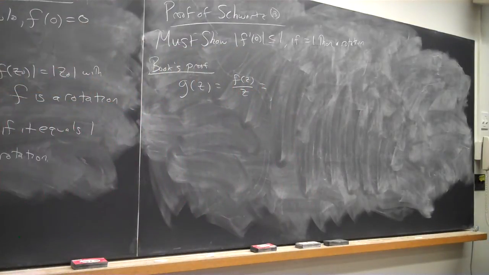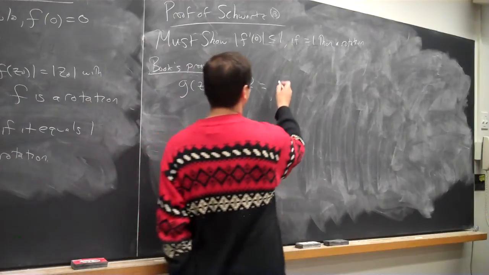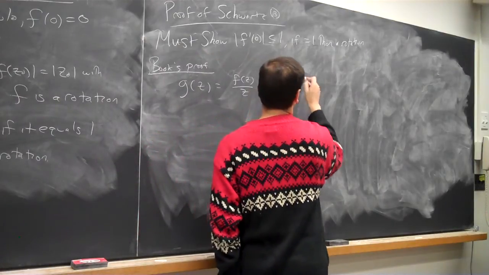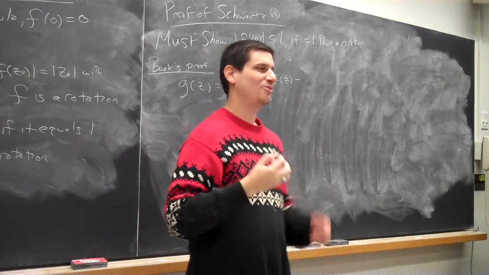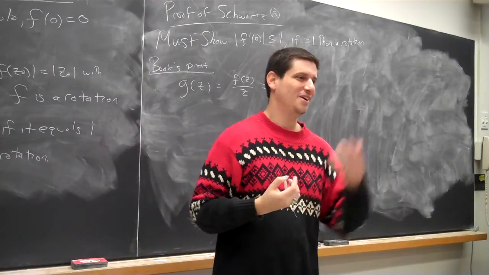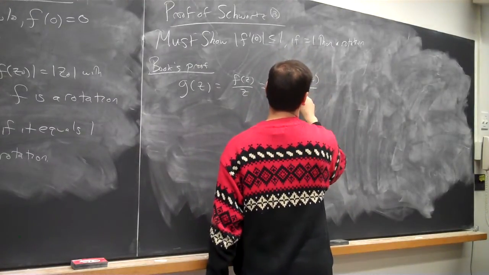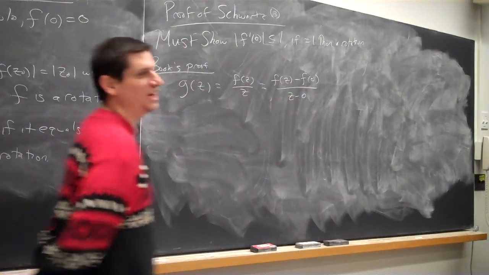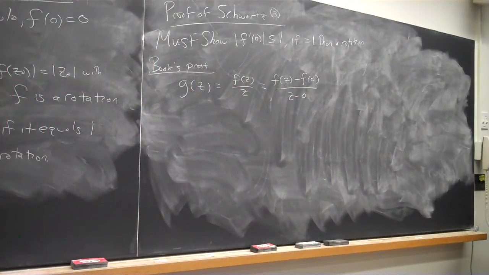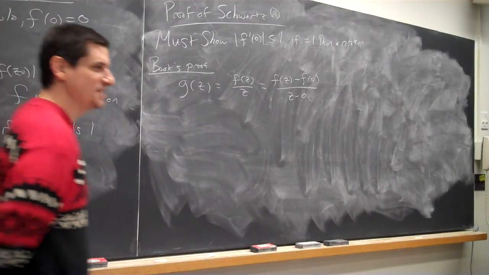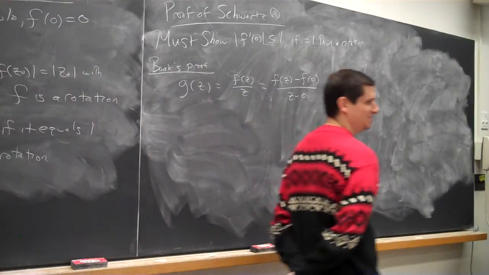I claim there's another way of writing f(z) over z: f(z) minus f(0) over z minus 0. I claim that for this problem, this is a far better thing to look at. It looks like the derivative. It's a limit away from being the derivative.